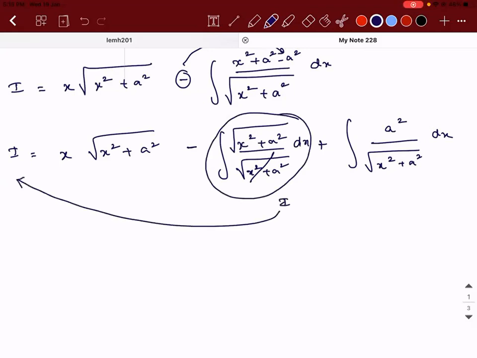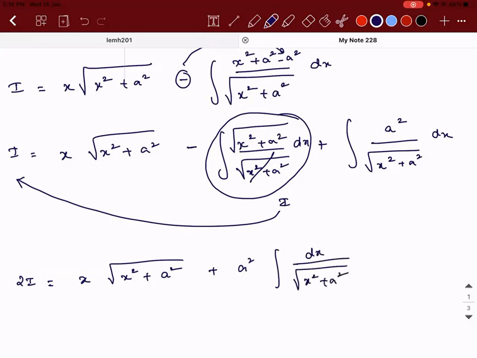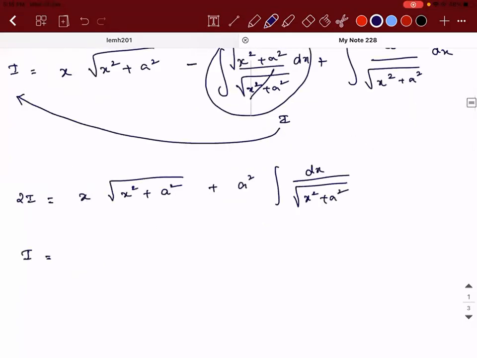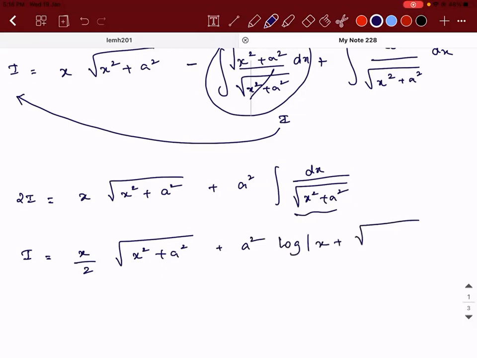And I will bring it to this side. It becomes 2I. 2I is equal to x into root of x square plus a square plus a square into integral of dx divided by root of x square plus a square. So I will be equal to x by 2 into root of x square plus a square plus a square by 2 into, there is a ready-made formula. What is it? Yes, log of x plus root over x square plus a square. That's it.